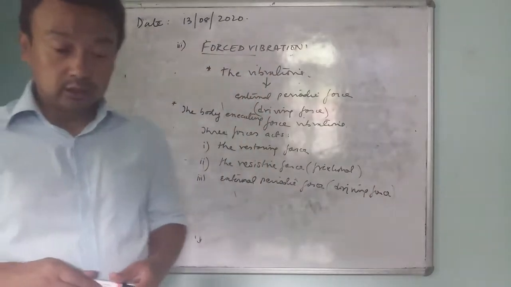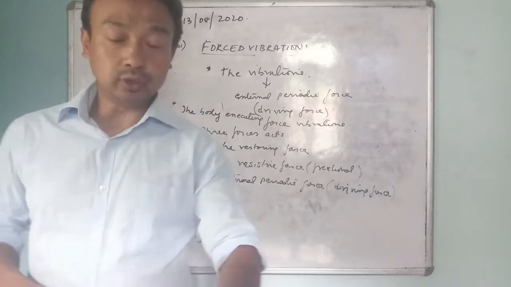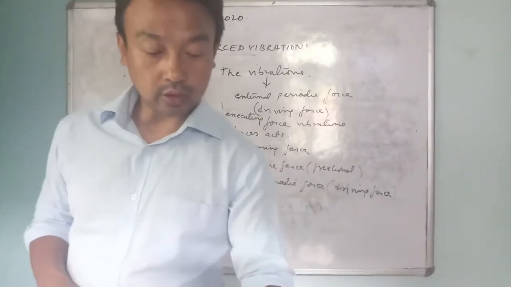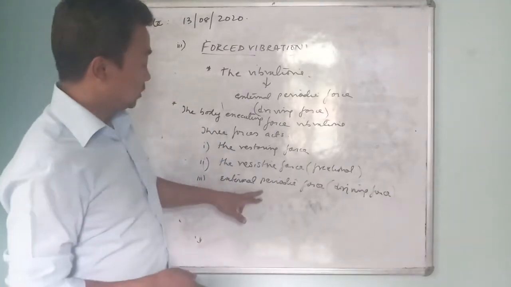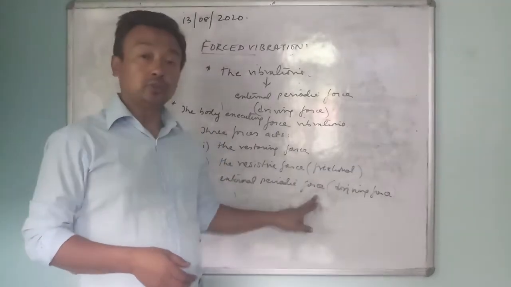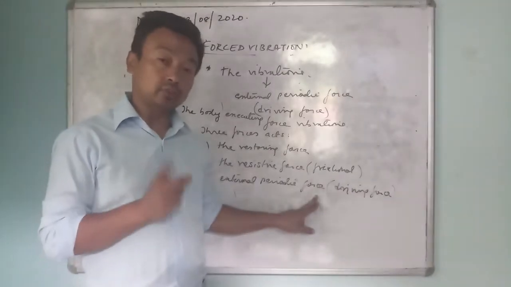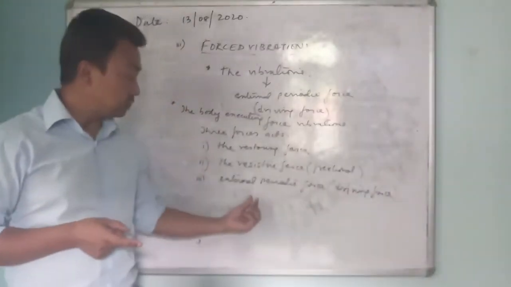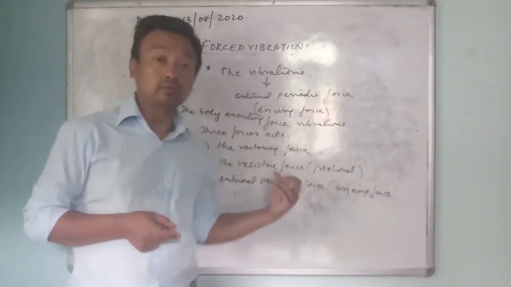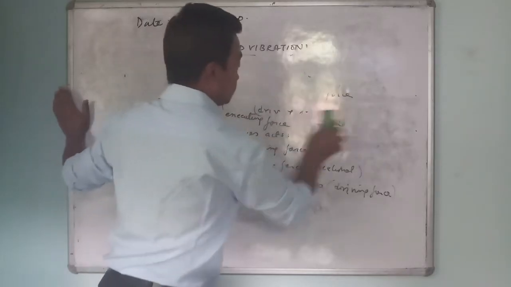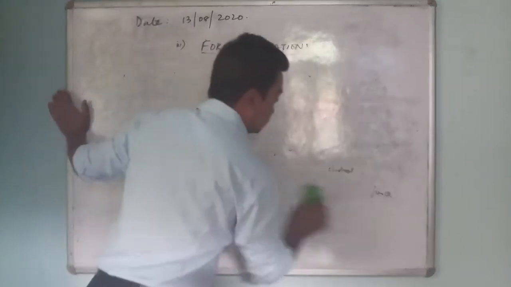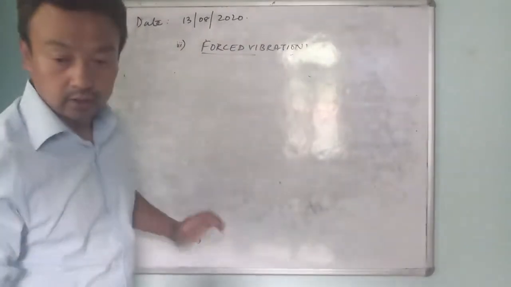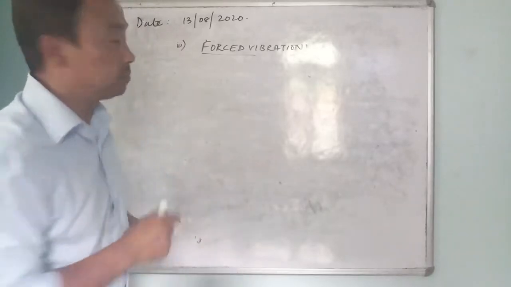Okay, now here what happens is, in forced vibration, the body will continue to vibrate under the influence of this external periodic force. That means the body will not vibrate with its natural frequency, but it will vibrate with the frequency of the periodic force. Let me just explain it by taking one simple example.